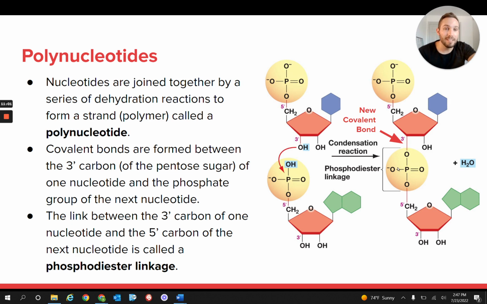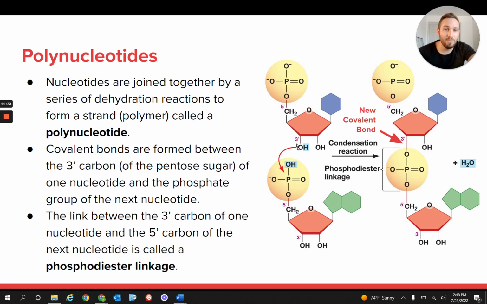And so we call this linkage between this nucleotide and this nucleotide, through the phosphate that's in between them, a phosphodiester linkage. So a phosphodiester linkage is the name of the bond that's connecting nucleotides together. So you've got to remember that. That's the name of the bond that's connecting a nucleotide with the next nucleotide. It's called a phosphodiester linkage.